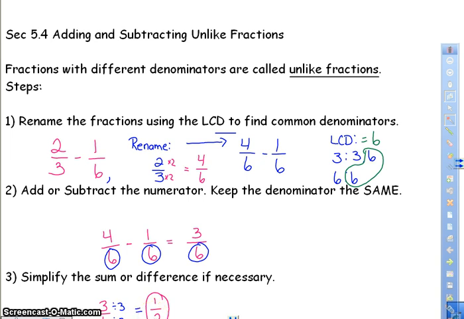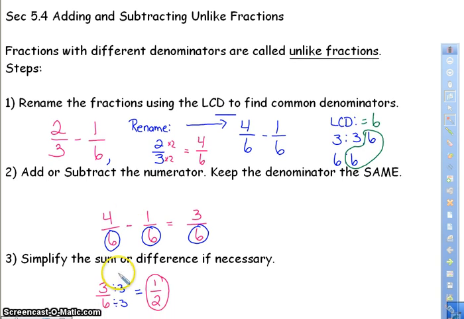The rule is still the same, except now we have to find a common denominator. So there's going to be 3 steps involved in solving these problems. So the first one, you're going to rename the fraction using the LCD to find the common denominator. You actually do not have to use the LCD, but it's going to be the smallest denominator you would be using. I mean, you're going to have to do less simplifying in the end, but any common denominator would really be fine. So we have 2/3 minus 1/6.